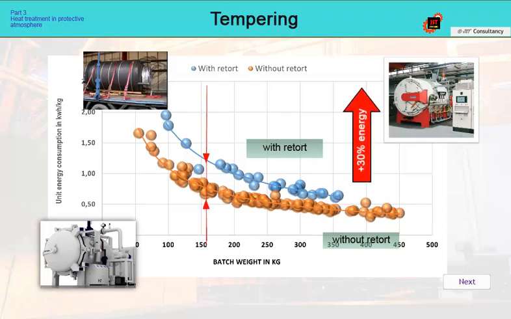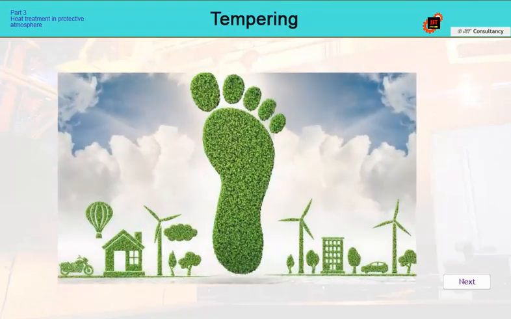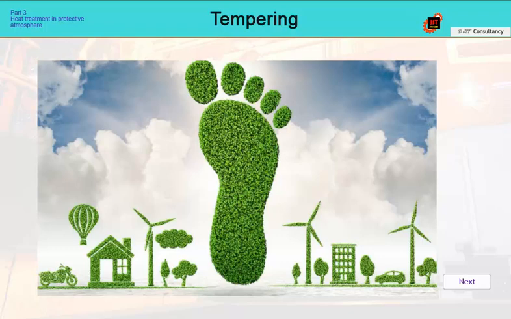For this reason, it is more advantageous to use retort furnaces for nitriding or nitrocarburizing, because for longer processes, the difference in energy requirements gradually decreases. So if we want to use retort furnaces only for tempering, we must also make an energy assessment of what such a decision will cost us, and what impact it will have on ESG reporting and our carbon footprint.